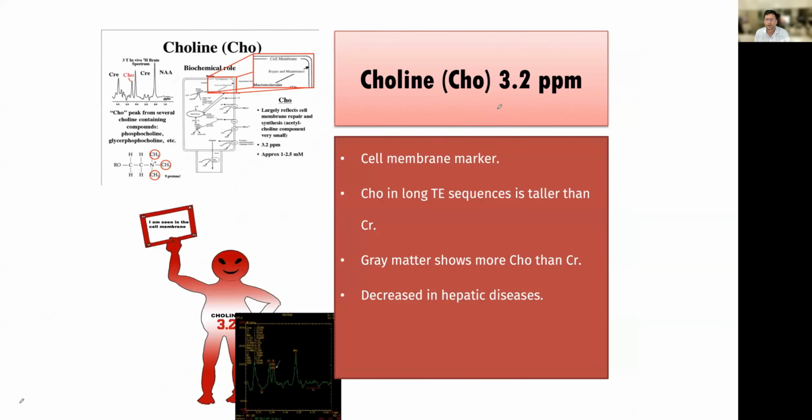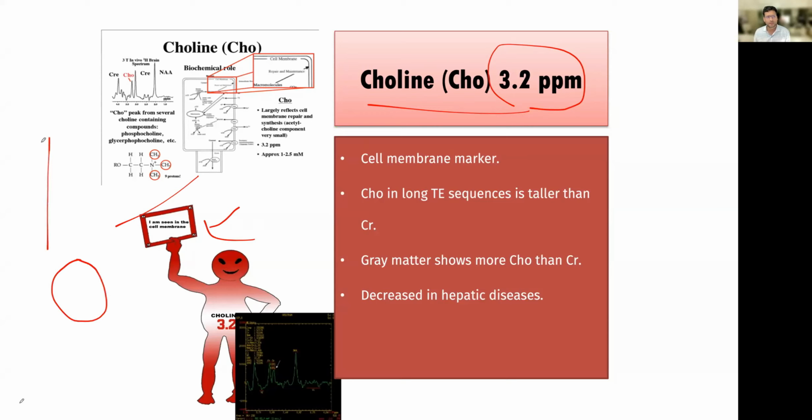And again, choline. Even a seasoned chess player knows notations like bishop takes Nf3, something like that. They use the terminology to tell which pawn has been taken, which bishop has been captured, and all in chess. Similarly, when you say choline, immediately you have to remember, okay, choline, 3.2 ppm, something like that. And it is seen in the cell membrane. Anything which causes increased cell membrane turnover will cause elevation of choline.